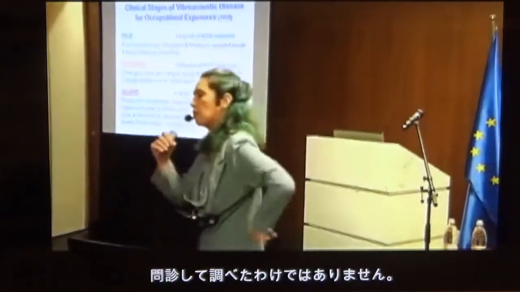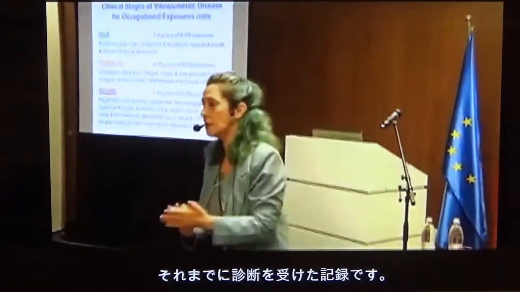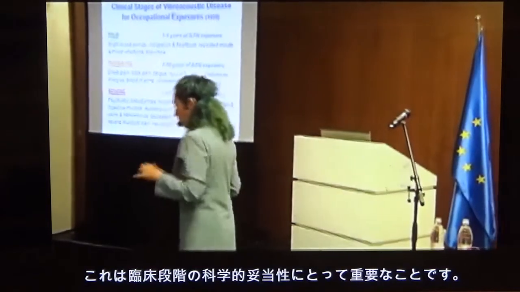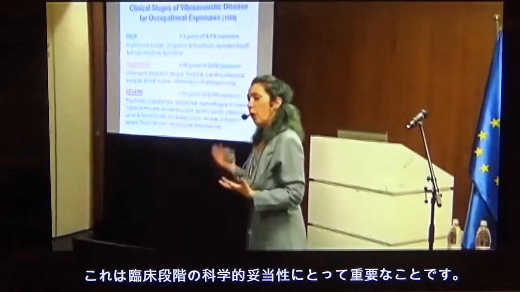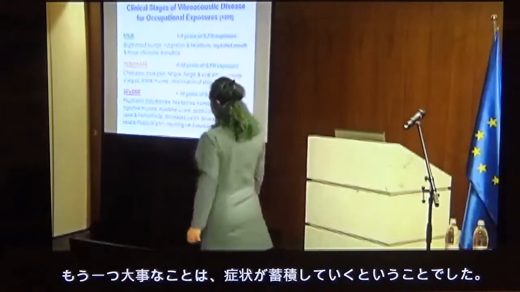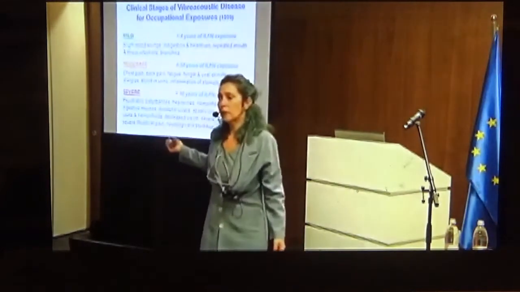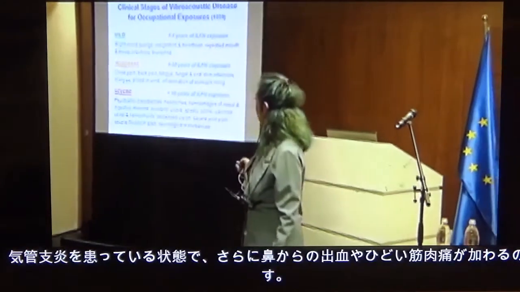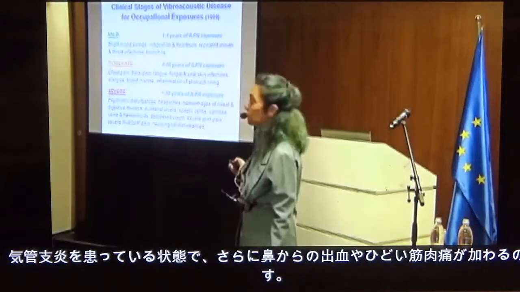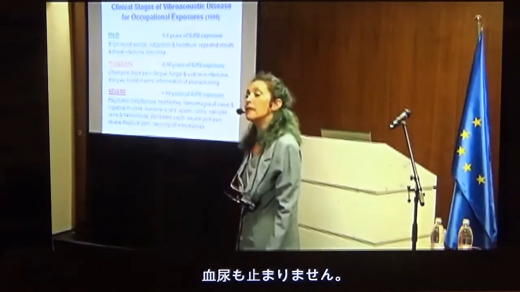We didn't go, oh, do you have blood in urine? No. He went to the doctor before because he had blood in urine. So this has importance for the scientific validity of these clinical stages. Another feature which is terrible is that this is cumulative. Just because you are now with the hemorrhages of the nose and you have severe muscle pain doesn't mean your bronchitis has gone away. Doesn't mean that you have stopped having blood in urine.